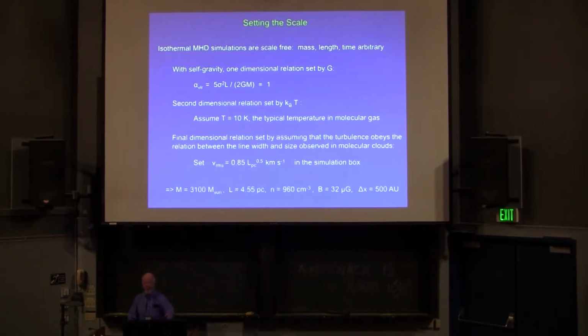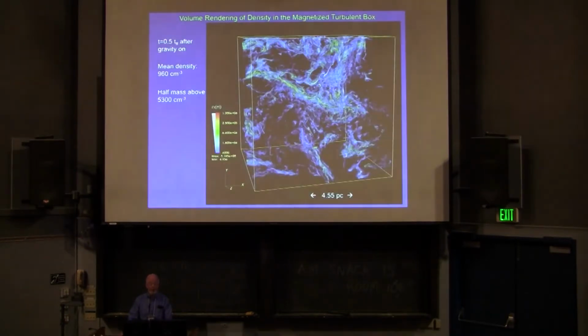So now I have to set mass, length, and time. I now have the 3 parameters that I can do. That gives me my mass. It's a little over 3,000 solar masses. The size of the box is about 4.5 parsecs. The density is almost 1,000. I'm going to get my magnetic field from one of the dimensionless parameters I had, which was the mass to flux ratio, so that determines that to be about 30 microgauss. And the finest resolution, at the finest level of refinement, is 500 AU in this 5 parsec box.